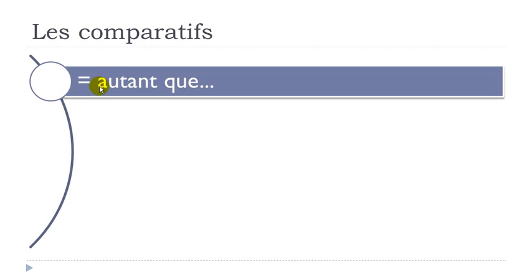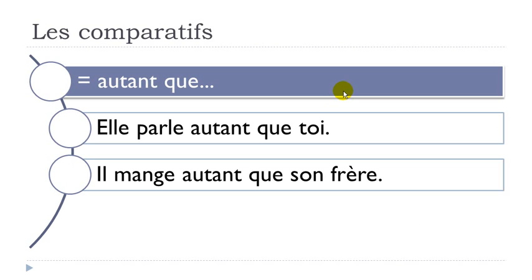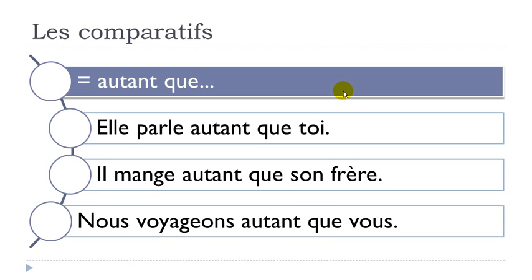And then, autant que. It goes like, elle parle autant que toi. Il mange autant que son frère. Nous voyageons autant que vous. Let's repeat them one more time. Elle parle autant que toi. Il mange autant que son frère. Nous voyageons autant que vous.